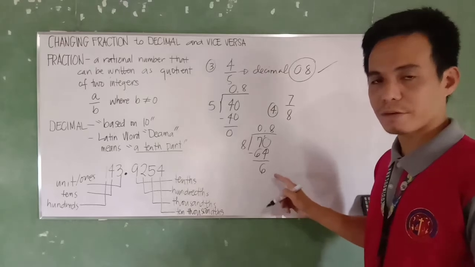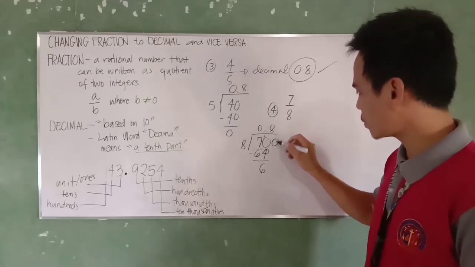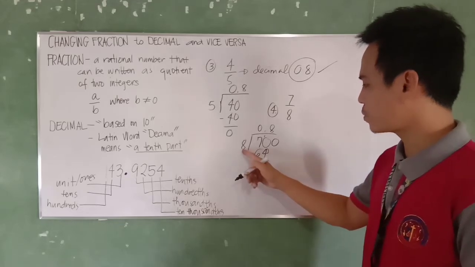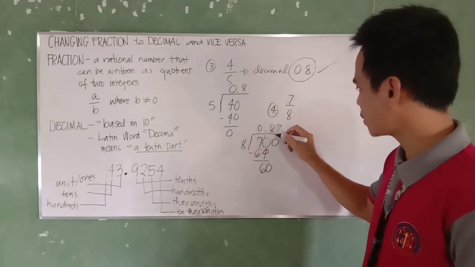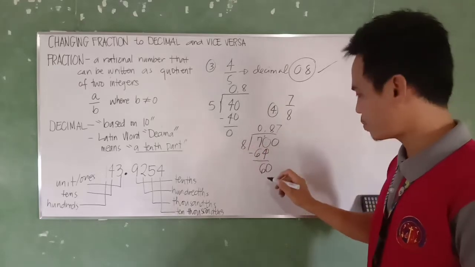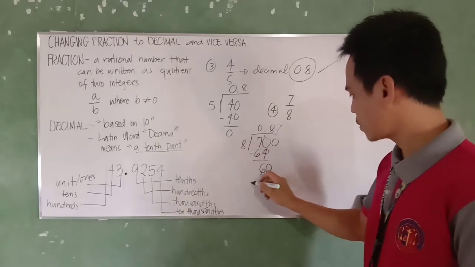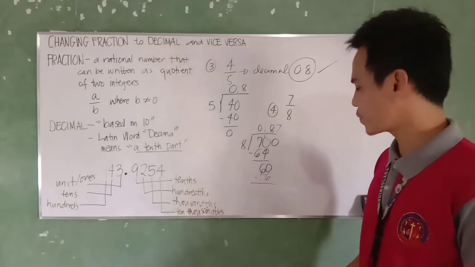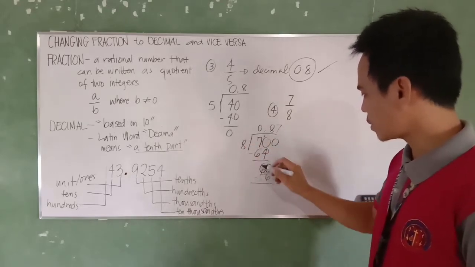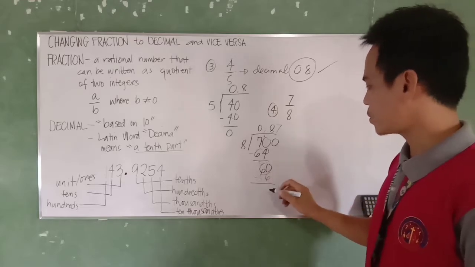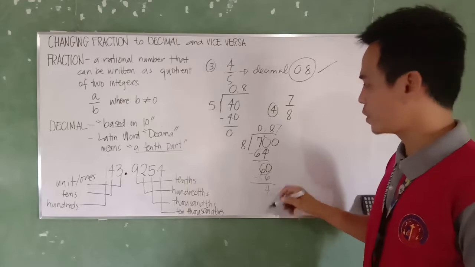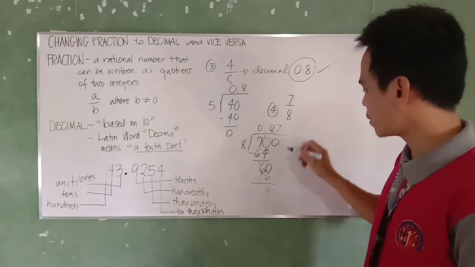Then, since we have the number, let's just put another 0 there and divide. 60 divided by 8 is 7. 7 multiplied to 8 is 56. And subtract the product of 8 and 7. So therefore, this is 10, this is 5. So this is 4. 10 minus 6 is 4. Then put another 0 there.